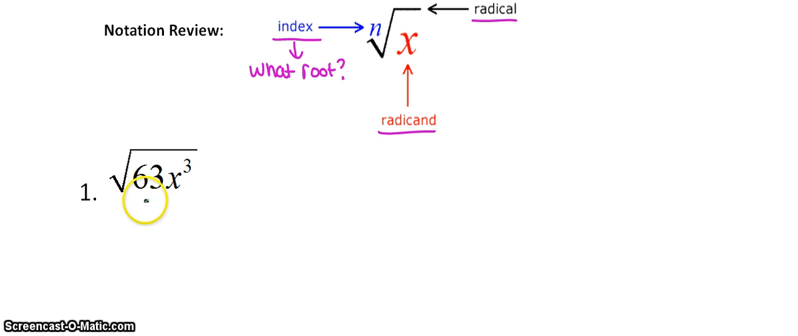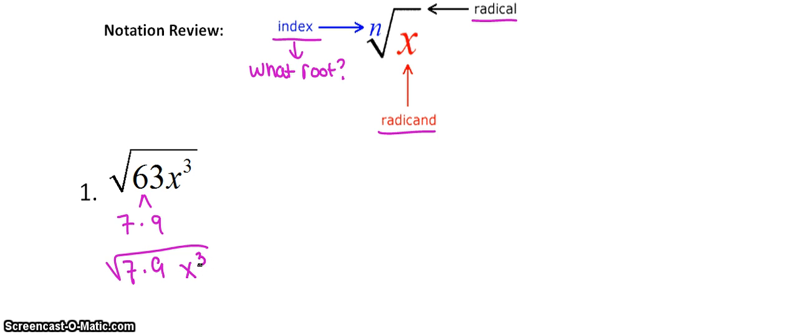Can I do the same thing for x cubed? So if I factor 63, I know that it's 7 times 9. Now I know with factor trees you could factor this 9 further, but I'm not going to because 9 is a perfect square. And that may help me in a second. I can rewrite this radical then as 7 times 9 times x cubed, which we'll take care of in a second.